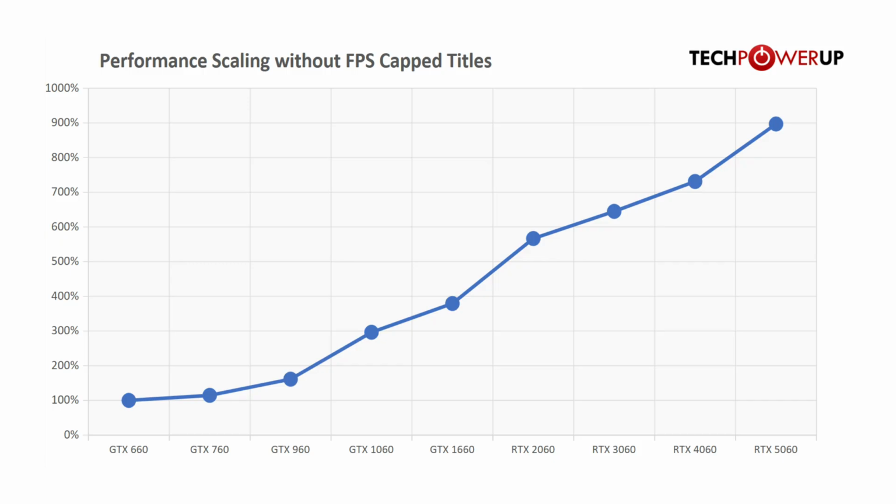Comparing the overall performance between all of these cards just showcases how much we've come in 9 generations, with the RTX 5060 being roughly 800% faster than the GTX 660. It does highlight NVIDIA's continued gen-over-gen performance for 8 straight generations.